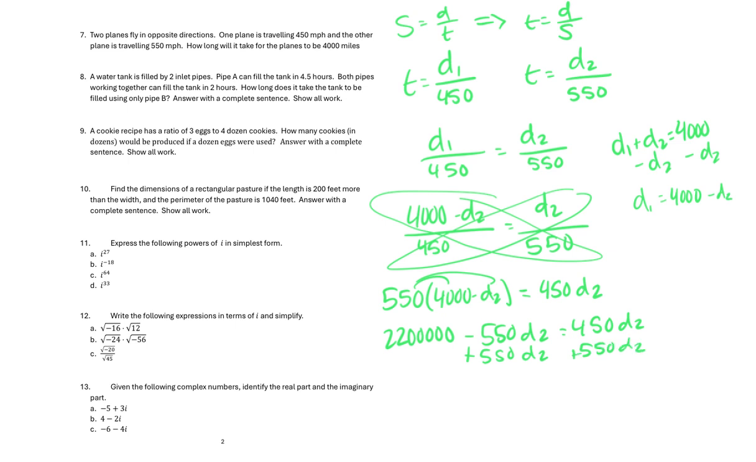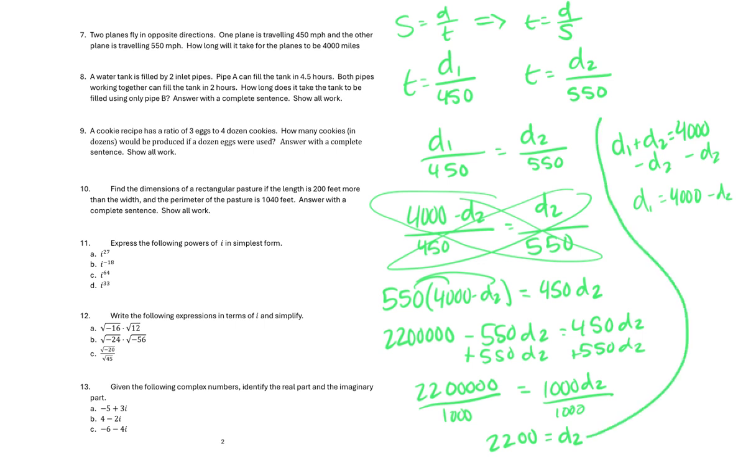We can add our like terms. 450 plus 550 is equal to 1,000. So we get 22 with 5 zeros is equal to 1,000 D2. And then we can divide by 1,000. So then we end up getting 22 with 5 zeros divided by 1,000. That's going to be equal to 2,200 equal to D2.